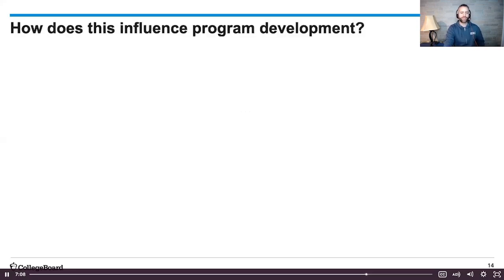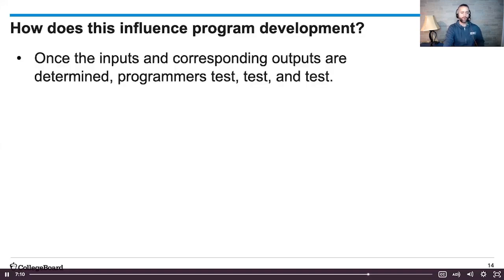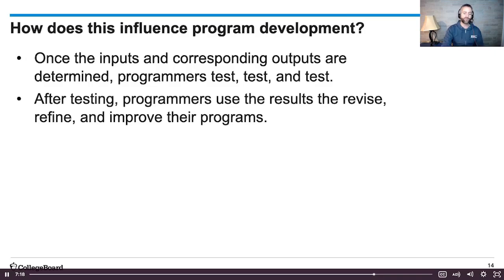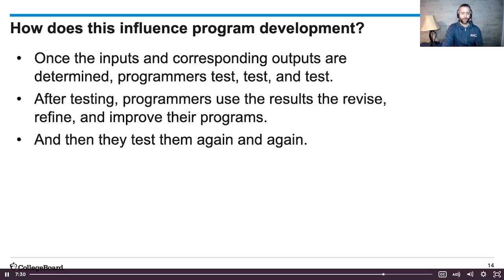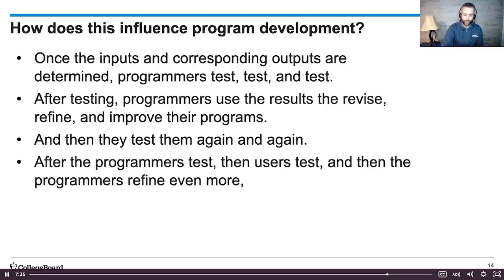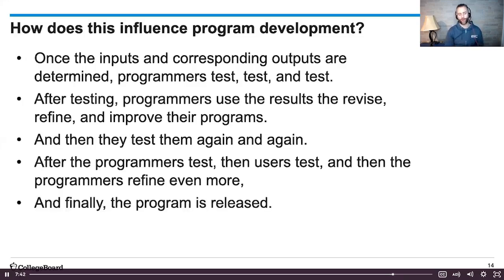All right, so how does this influence program development? Well, once the inputs and corresponding outputs are determined, programmers test, test, and test. Okay. After testing, programmers use the results to revise, refine, and improve their programs. Right. And then they test them again and again. Then after the programmers test, then users test. And then the programmers refine even more. And finally, the program is released.